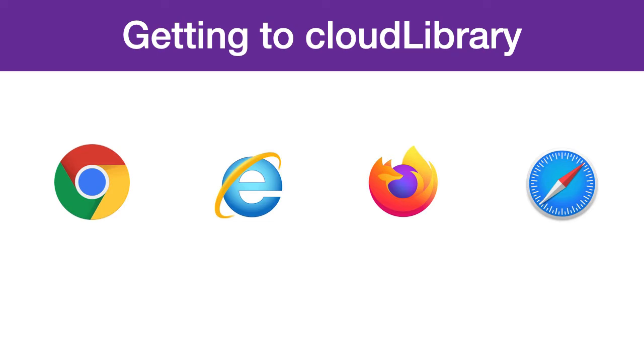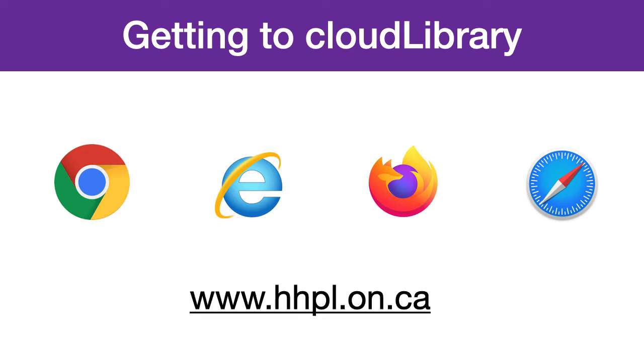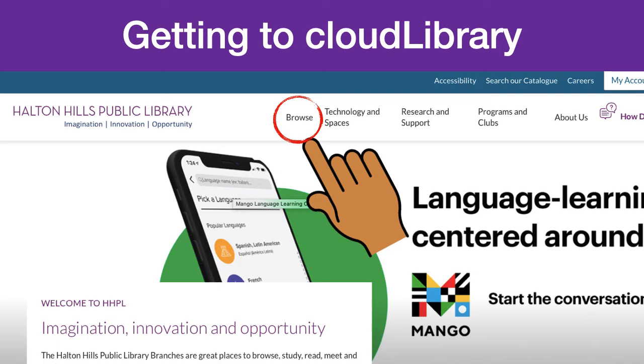cloudLibrary can be accessed through your preferred web browser, including Google Chrome, Internet Explorer, Firefox, or Safari. The first step is to go to our website, www.hhpl.on.ca. You will be taken to the homepage of our website, which will look something like this.